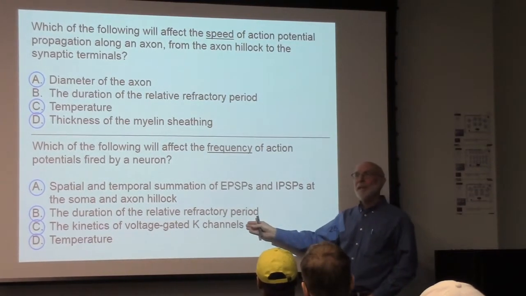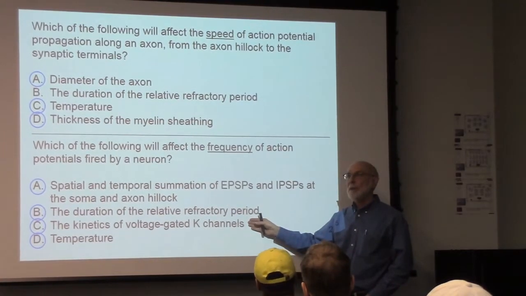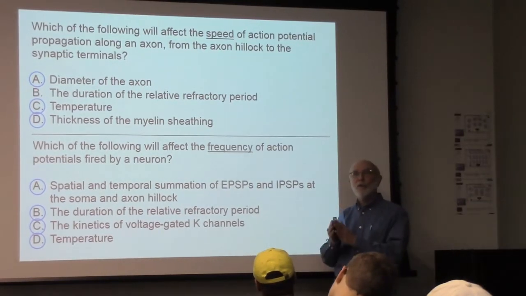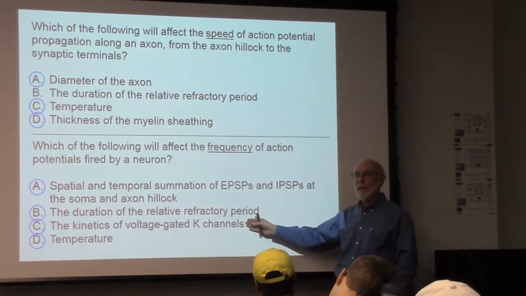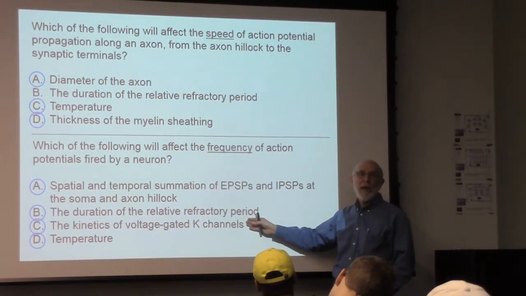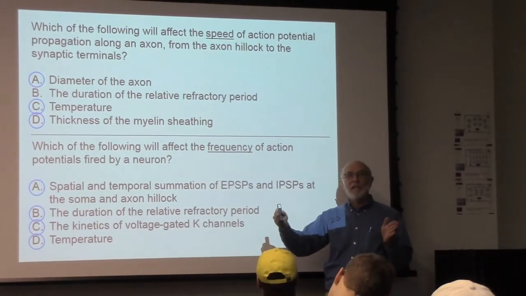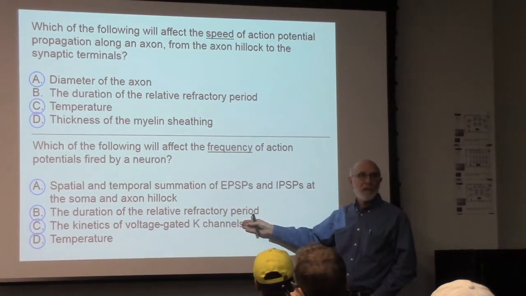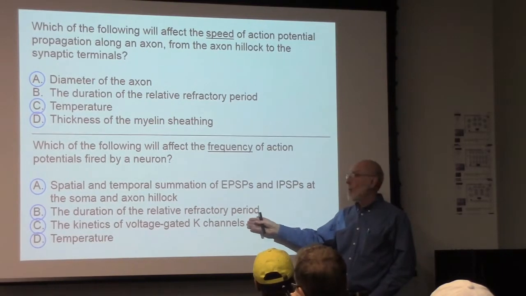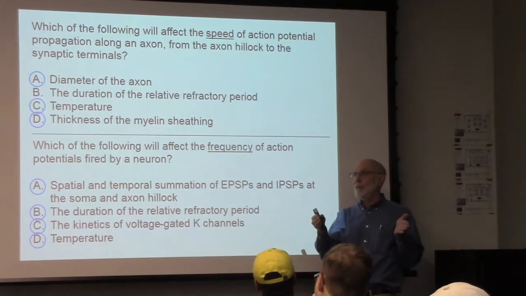The kinetics of voltage-gated potassium: if voltage-gated potassium channels open very slowly and close very slowly, that means the action potential is going to be very broad, because it's going to take a long time to get the potassium channels to cause the repolarization. And lengthening the duration of the action potential would increase the absolute refractory period.